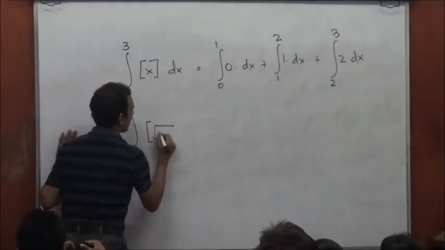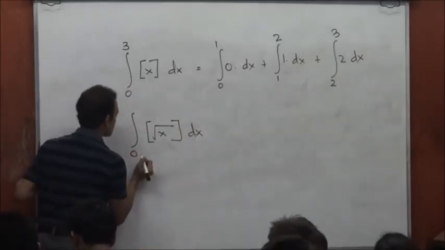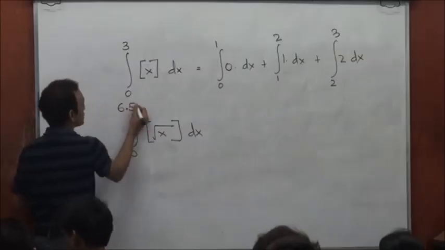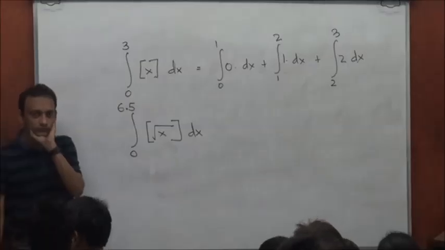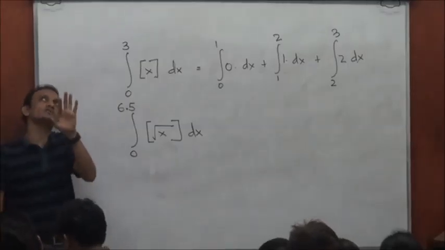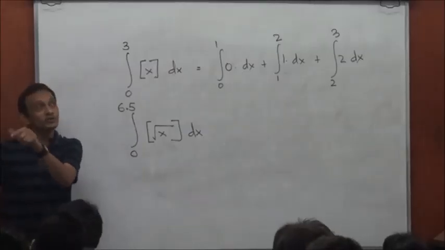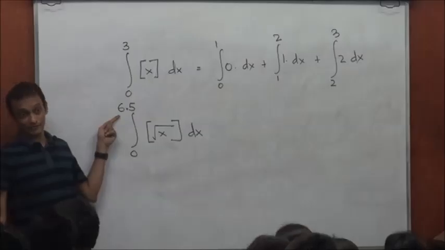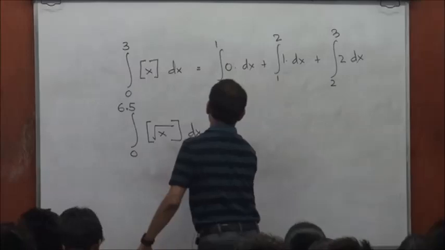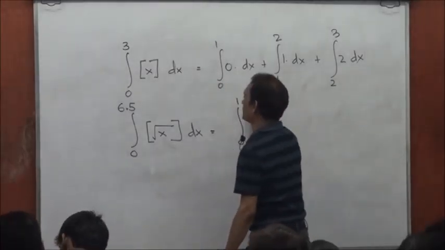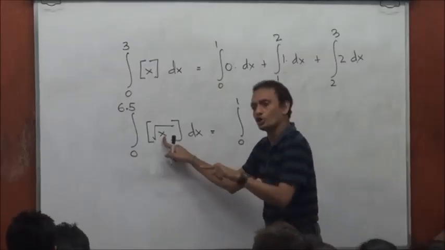Yes or no? Suppose I had floor of root x, x changes from 0 to 6.5. So, I would cause x to change from 0 squared to 1 squared, 1 squared to 2 squared, 2 squared to 6.5. You know what I'm saying? I would choose the following. x changes from 0 to 1. So, root x changes from 0 to 1.